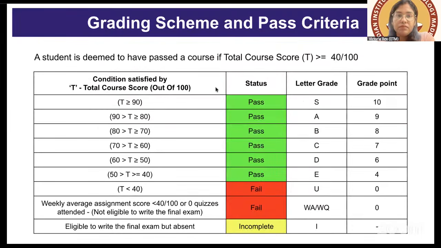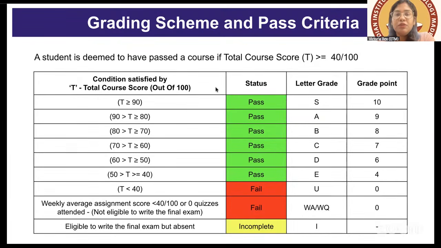Okay, this is the grading scheme which we are following in the IIT BS degree. If you are getting 90 and above, you get an S grade. If it is 80 to 89, you get an A grade. 70 to 79, a B grade. 60 to 69, a C grade. 50 to 59, a D grade. If you are getting 40 to 49, you get an E grade. If you are getting less than 40, you get a U grade.